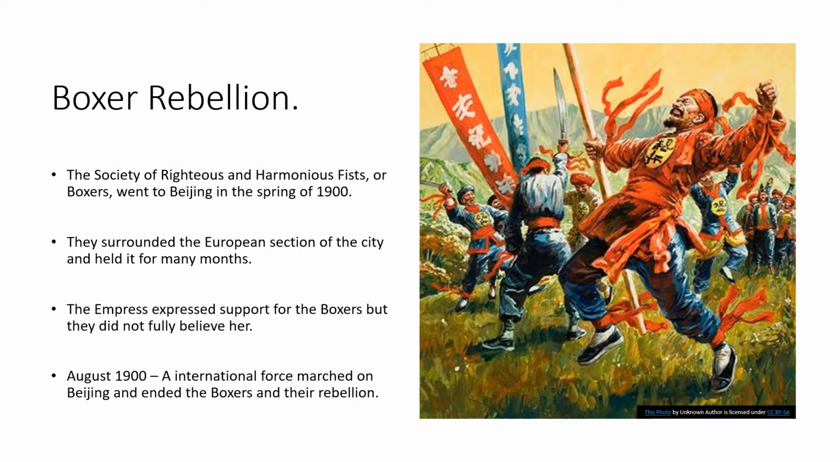So the Boxer Rebellion, here's kind of an image of it here. The Society of Righteous and Harmonious Fists, more commonly known as the Boxers, went to Beijing, China in the spring of 1900. They surrounded the European section of the city and held it for many months, keeping it cut off from the rest of China. The Empress did express support for the Boxers, but they didn't fully believe her. So finally, in August of 1900, a few months later, an international force marched on Beijing and ended the Boxers and their rebellion as well.